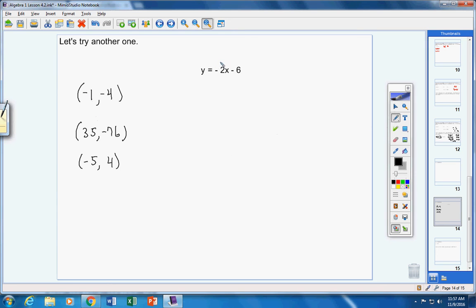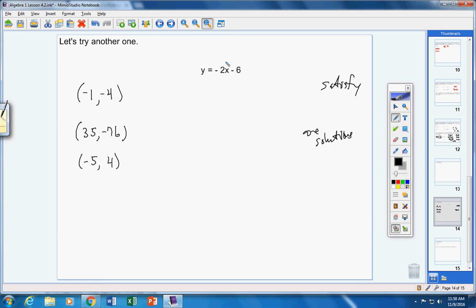Put a negative 1 in for x right here. Negative 2 times a negative 1 is 2. 2 minus 6 is negative 4. And look what you're supposed to get. Negative 4. Put a 35 in for x. Negative 2 times 35 is negative 70. Negative 70 and negative 6 is negative 76. And look what you're supposed to get. Negative 76. I'm just showing you these ordered pairs to satisfy the equation. Thus, they are solutions to this linear equation.